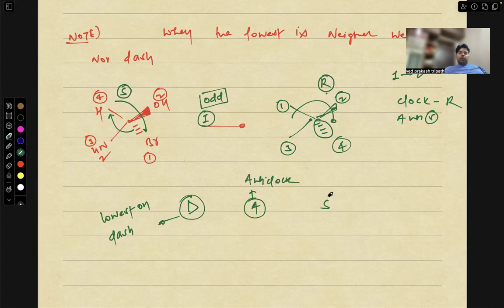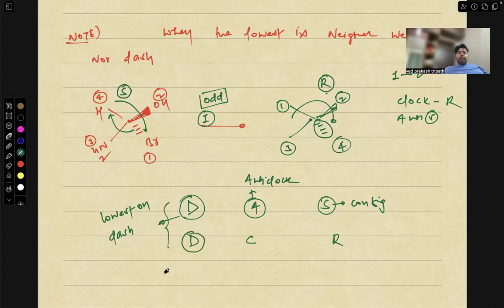Anti-clock, and S would be the configuration. So the rest of the condition is quite easy now. Now you know that when the dash is lowest on dash, anti-clock is S. So dash clock would be R.